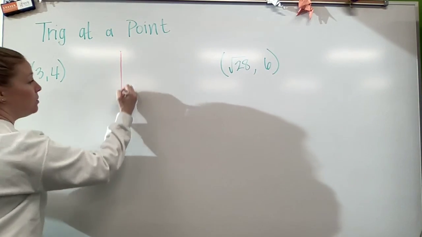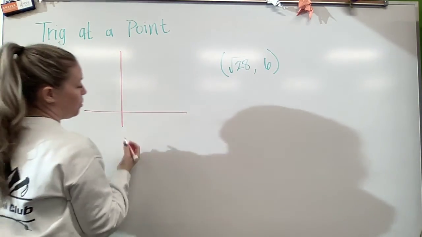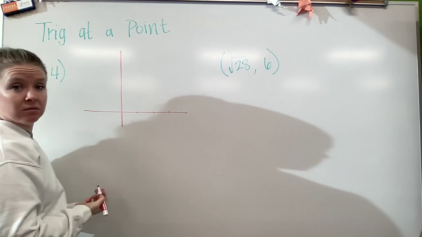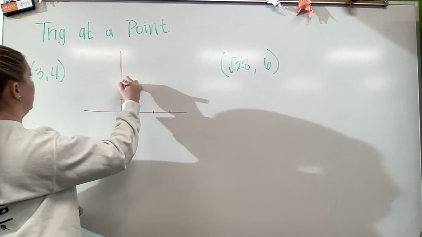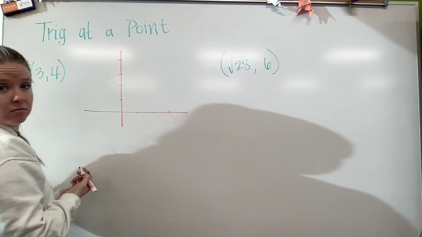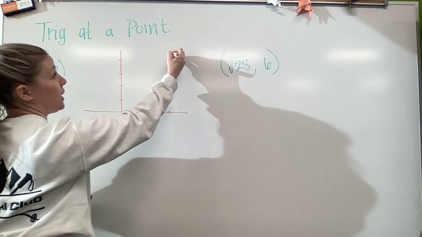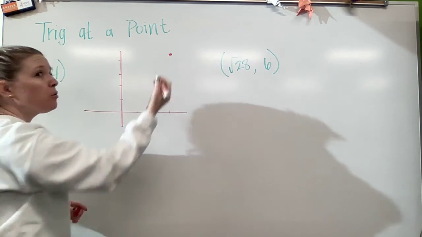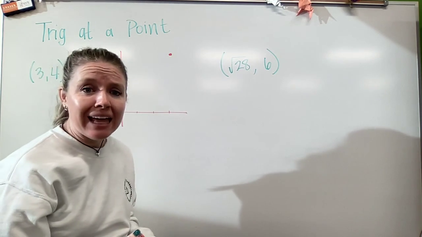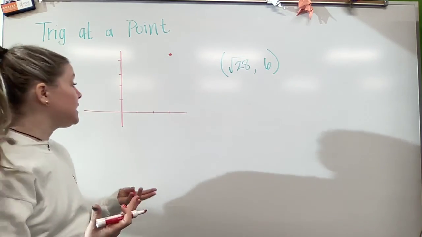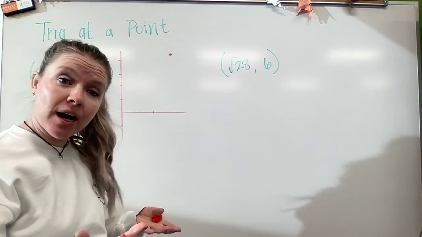We know how to plot that point. If we go to our Cartesian plane, we are going to go right 3 units, and then we are going to go up 4, okay? So we go right 3, so I'm here, and then I go up 4. How are we supposed to find trig at one point? Well, just like we've seen, we do trig with right triangles.